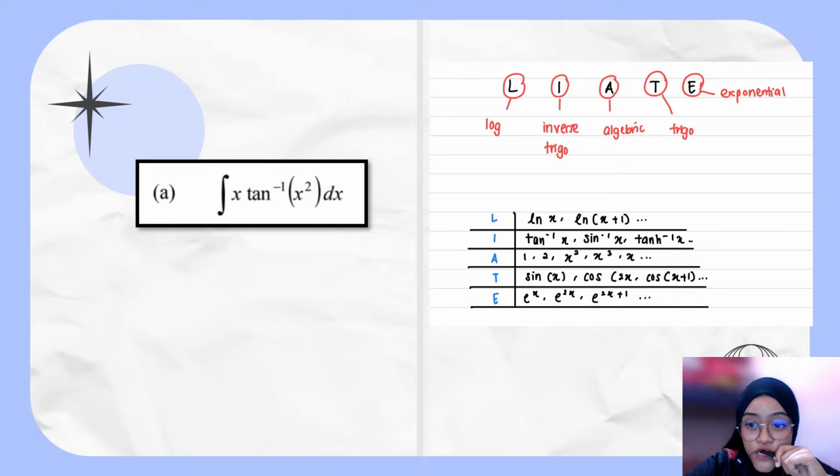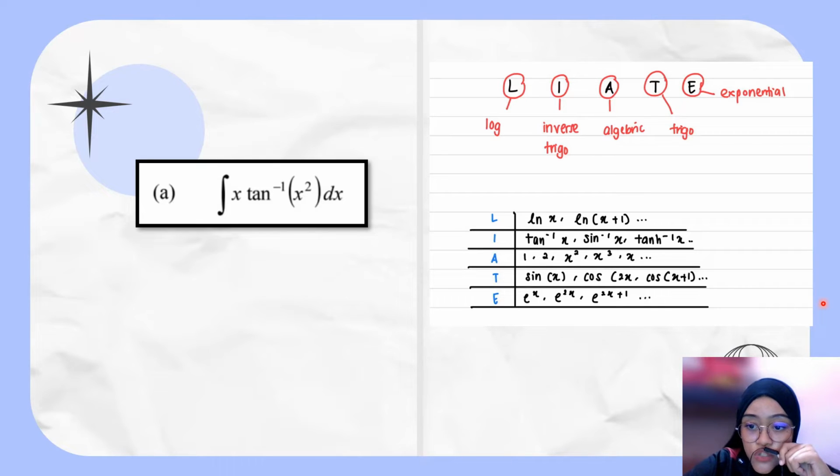I am going to explain how to do the calculation for question number 1. There are two parts to question number 1, and this is the first question. We need to use integration by parts to evaluate and get the answer. The first question is the integration of x inverse tan x squared dx. The first function is x and the second function is inverse tan x squared.